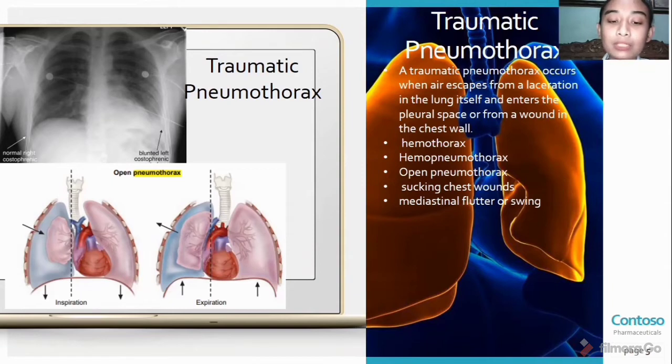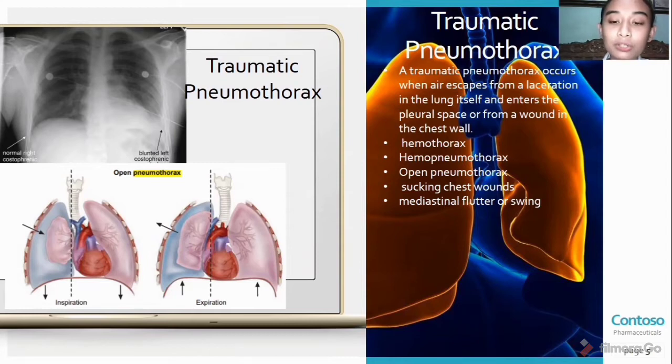Open pneumothorax is a form of traumatic pneumothorax that occurs when a wound in the chest wall is large enough to allow air to pass freely in and out of the thoracic cavity with each attempted respiration. Sucking chest wounds happen when there's a rush of air through the wound on the chest wall and it's large enough to produce a sucking sound.